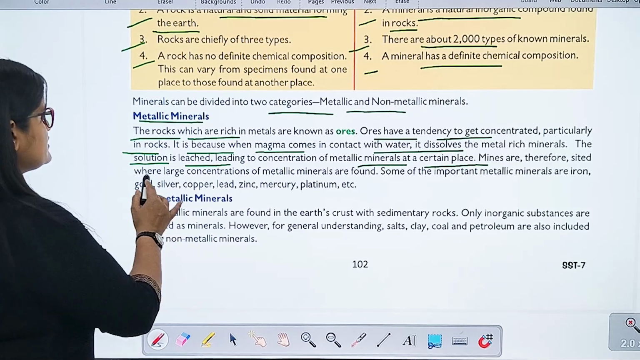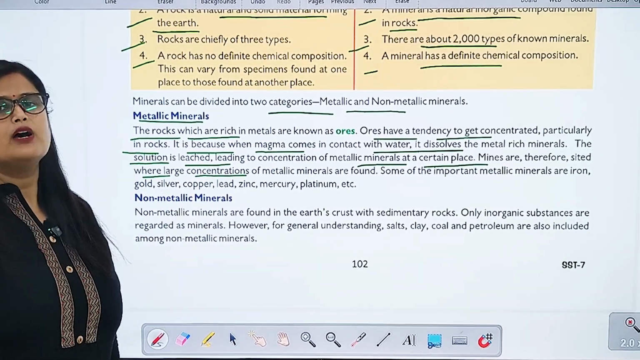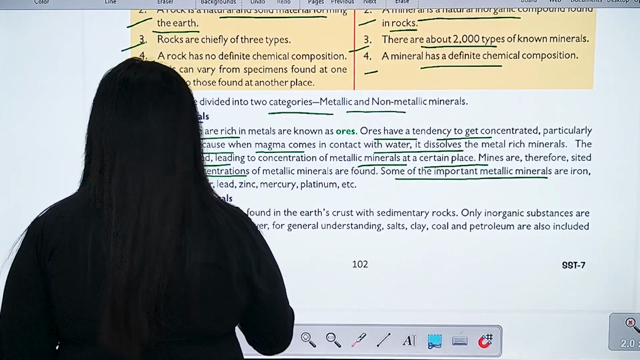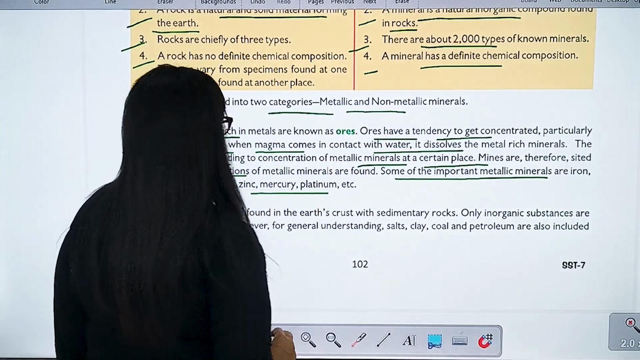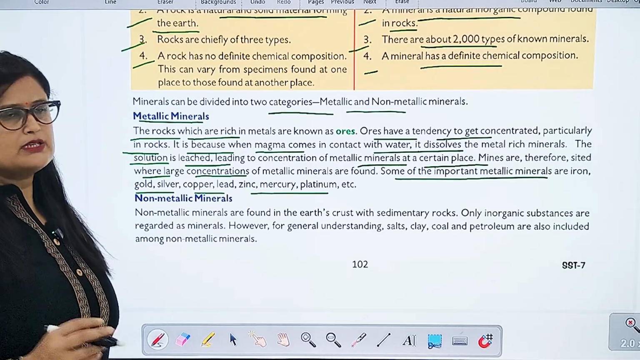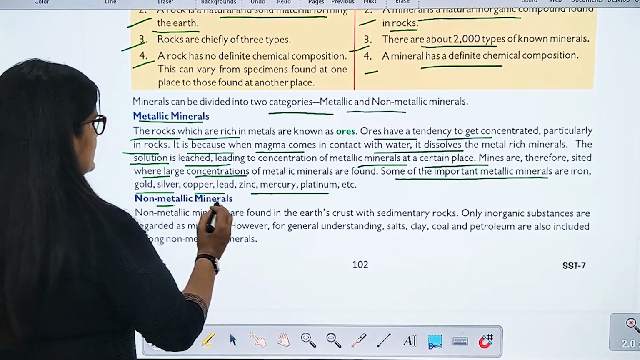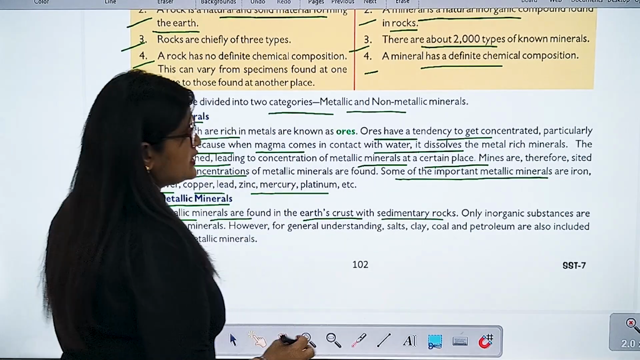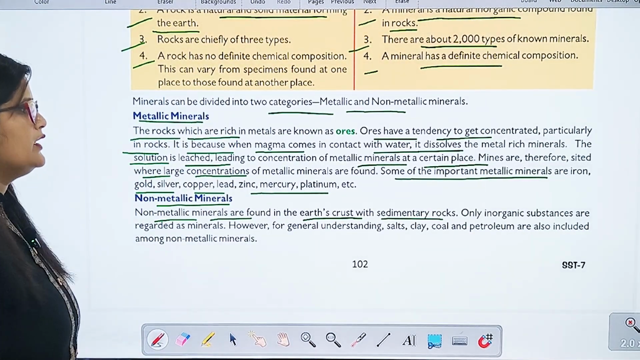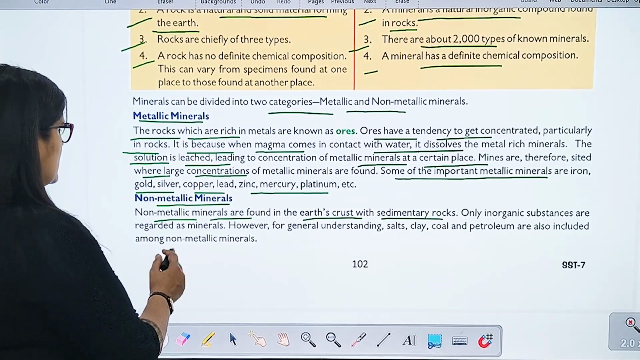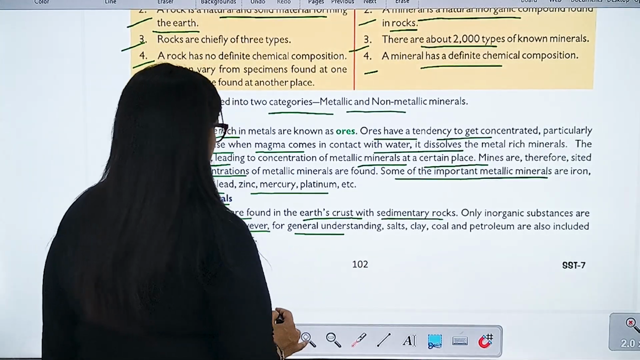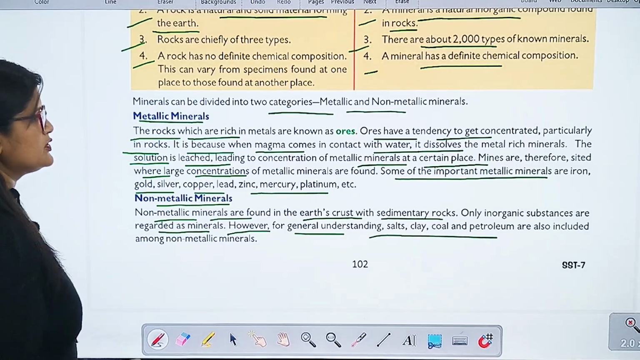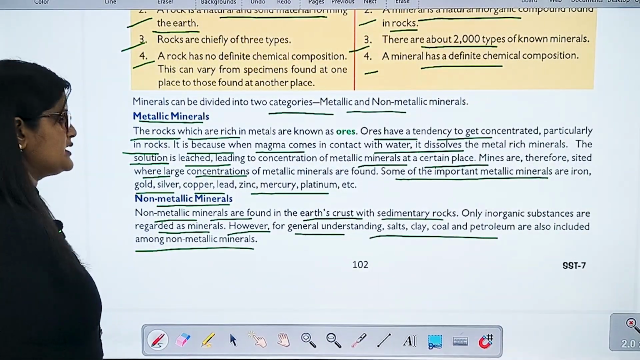Mines are therefore sited where large concentrations of metallic minerals are found. Some of the important metallic minerals are iron, gold, silver, copper, lead, zinc, mercury, and platinum also. Non-metallic minerals are found in the Earth's crust with sedimentary rocks. Only inorganic substances are regarded as minerals. However, for general understanding, salts, clay, and petroleum are also included among non-metallic minerals.